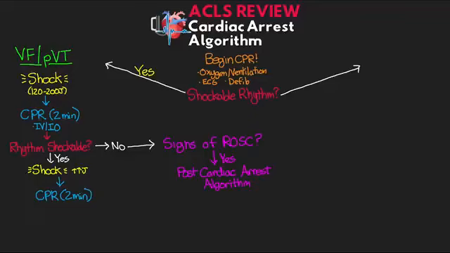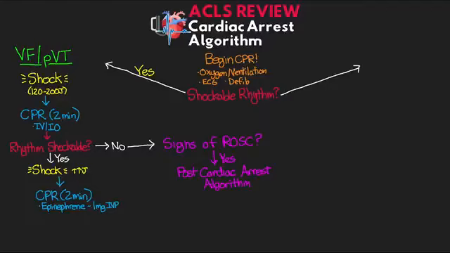So we're now at this point in the algorithm where, if we make the assumption that in the previous round of CPR we were working on getting our IV-IO access, then it's at this point here where we want to give our first dose of epinephrine. The dose that we're going to be giving here is 1 milligram IV push, and we're going to want to make sure we follow it up with a good flush, 10 to 20 mLs.